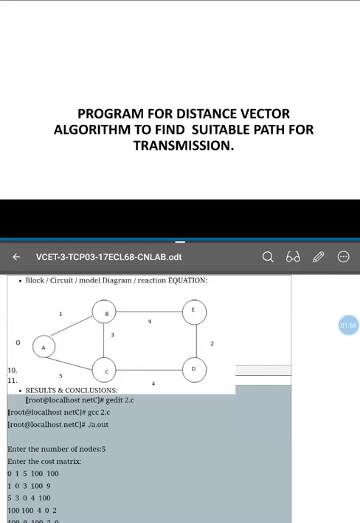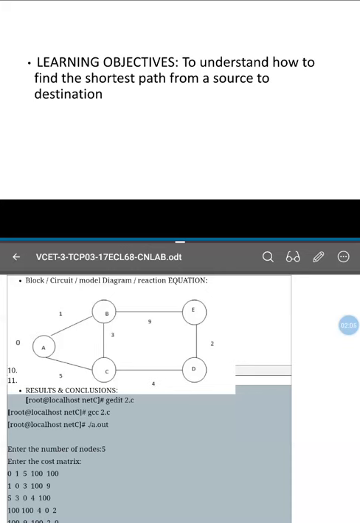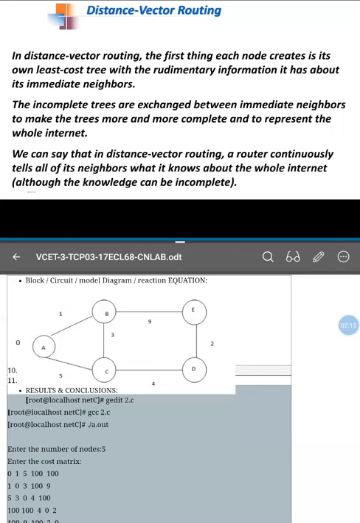So this is about the distance vector algorithm, just a glance at what we have studied in the theory. Now in the program, this is done to understand how to find the shortest path from a source to destination. Now let us glance once again back.